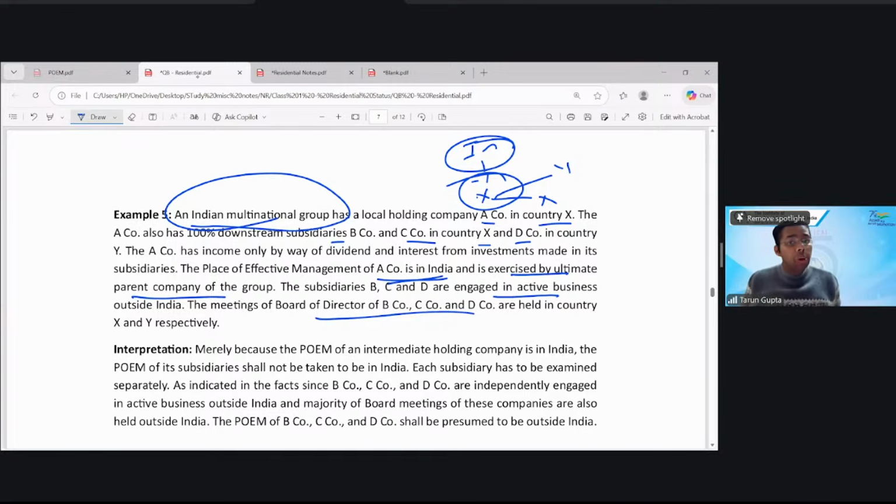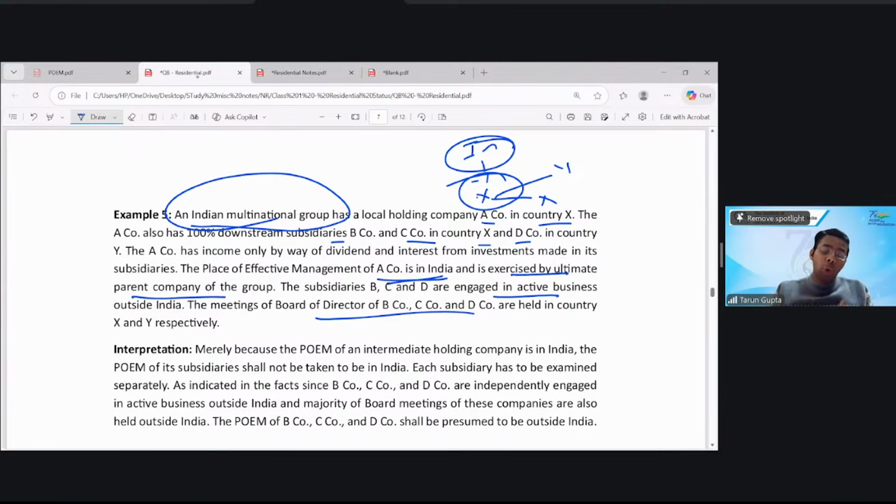So if they are engaged in active business outside India and their majority of meetings are held outside India, then irrespective of the fact that their holding company has a POEM in India, the POEM of these companies shall be outside India. But where the POEM of my holding company is, is not relevant. What is relevant is me as a company taking decisions on my own. If revenue proves that no, the subsidiary is not taking decisions, they are actually being taken by the holding company, then there's a different story. But there's nothing in this fact.